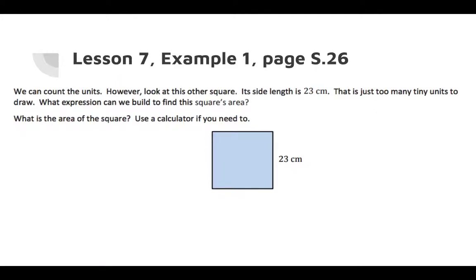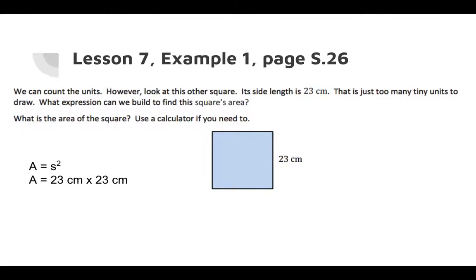So we can count the units. However, look at this other square. Its side length is 23 centimeters. That is just too many tiny units to draw. So what expression can we build to find the square's area? What is the area of a square? Use a calculator if you need to. So pause this video, take some time to calculate the area of this square.